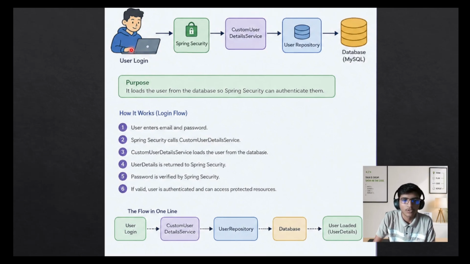In this flow, the user will send the details to Spring Security. Now Spring Security will give these details to this particular class, and this class is responsible for loading the users from the database. So here you can see the actual flow of the code. First the user will log in, then it is sent to the custom user detail service, then it will go to the user repository, then the request will proceed to the database, and then the user will be loaded. So now let's see the actual code.